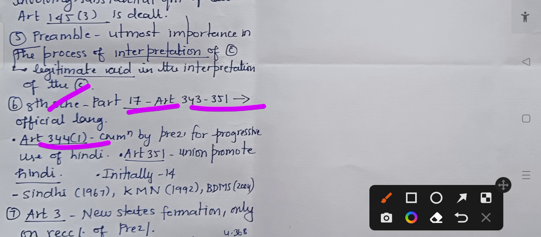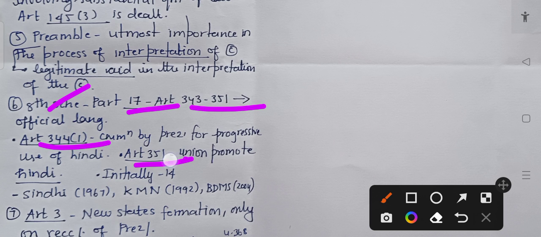Article 351 talks about the union government's duty to promote the Hindi language. Often there are protests going on about Hindi imposition, right? But there is a constitutional provision which gives a duty to the union to promote the Hindi language. That is why the center is doing so.